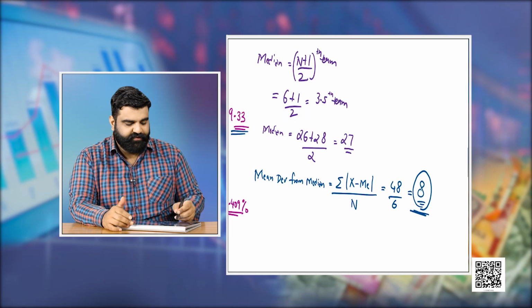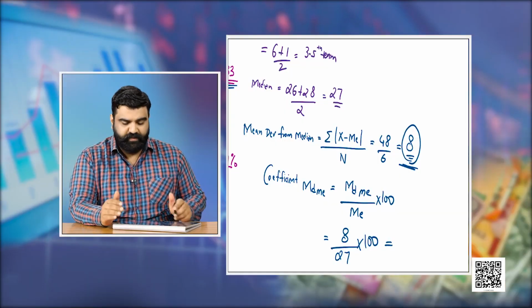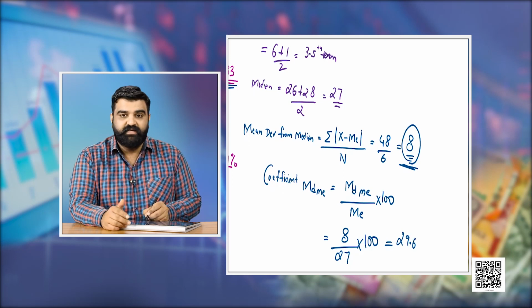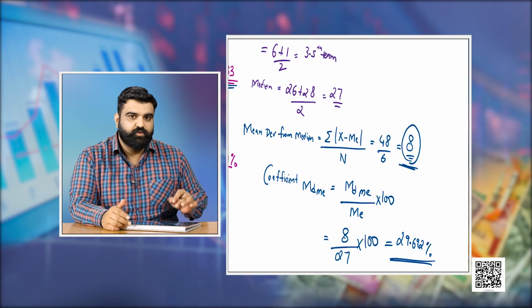So, now let us calculate the coefficient of mean deviation from median. The formula is mean deviation from median upon median into 100. So, we have 8 upon 27 into 100. The answer for coefficient of mean deviation from median will be 29.692%. So, this will be my answer to this question.